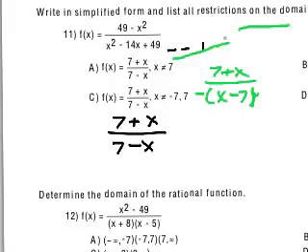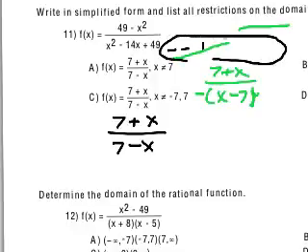Now remember that I'm supposed to state the restrictions on the domain, so actually we have to go back here to see what those restrictions were. Okay, and so we can't have a positive 7. So this is the simplification, and x cannot be 7.